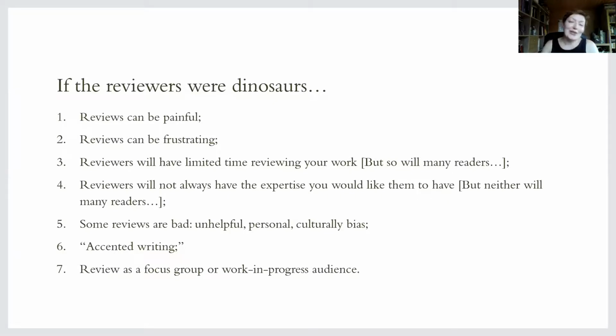Apart from that digression on the accented writing that I wanted to address, I think what I'm trying to say is that reviews can be painful, reviews can be frustrating, reviewers are people like your readers. As a practitioner who can be very sensitive about her work, I find it helpful to look at the peer review process as a focus group or a work-in-progress audience that is providing me feedback before it actually gets to the real audience, if you know what I mean.